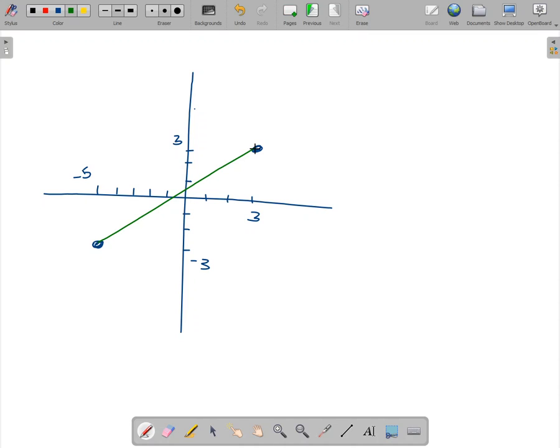You can draw 2 different right triangles, one below or one above. It doesn't matter which one you drew. I could go this way and draw this right triangle, or I could have done it above. You only have to figure out what those 2 lengths are.